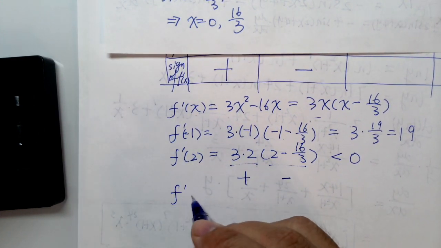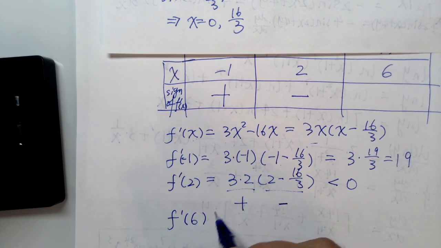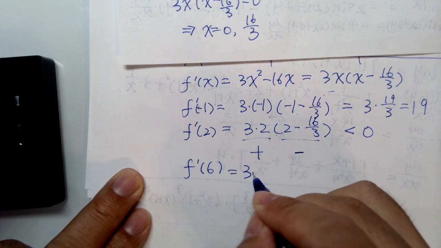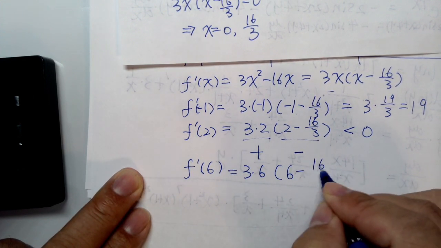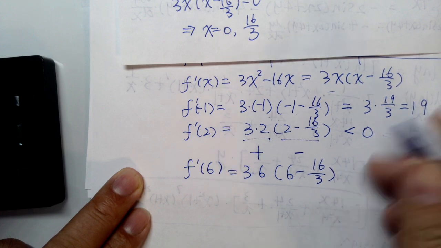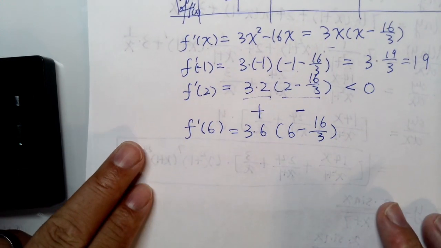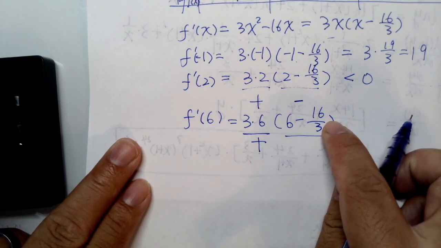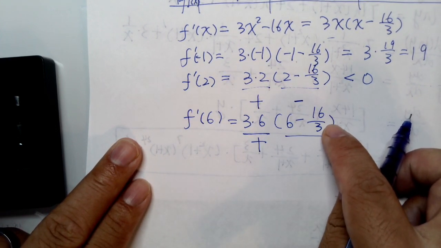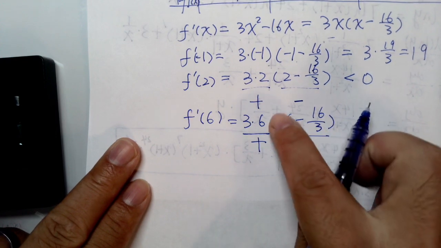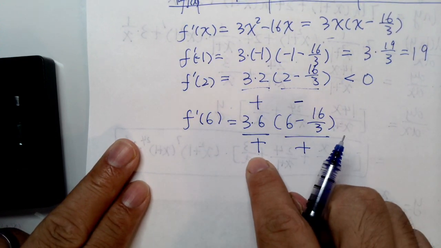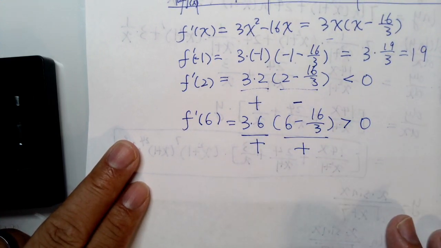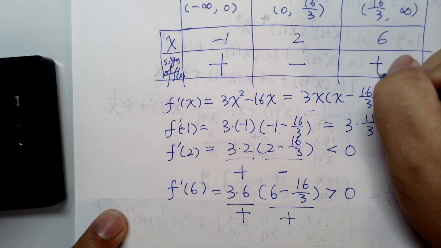And of course, the derivative evaluated at 6, the last value we picked. So it's 3 times 6, and 6 minus 16/3. So you see that this part is positive. 16/3 is a number between 5 and 6, so overall, this is also positive. So the multiplication of two positives also gives you a positive sign. So the sign here is positive.